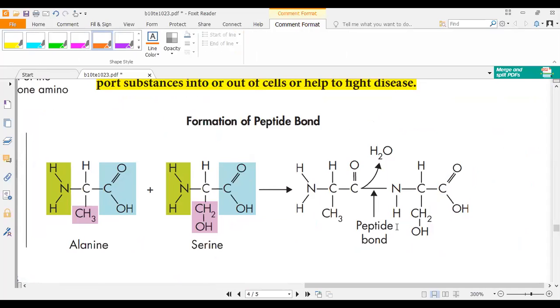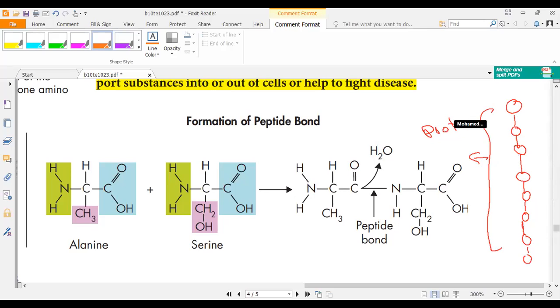Peptide bond. When you have an amino acid bonded to another one, this is a chain of amino acids. This is a protein, right? It contains many peptide bonds between the amino acids. So we call it many peptide, meaning a polypeptide. Very good.